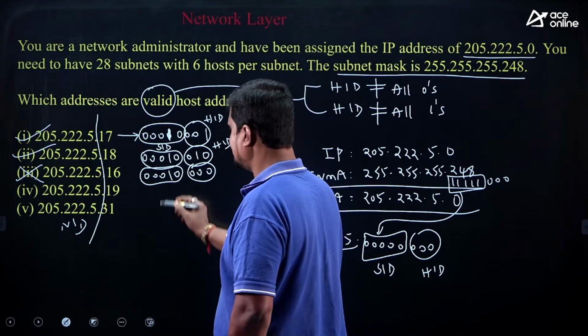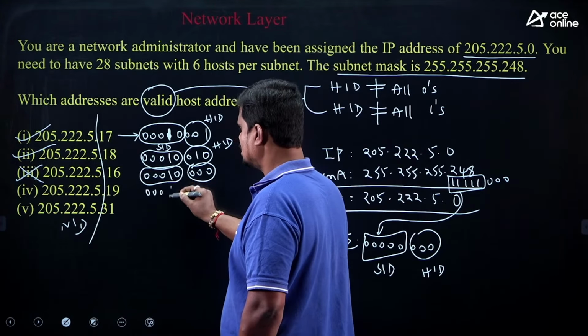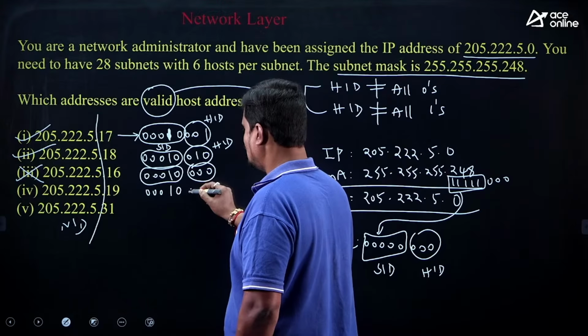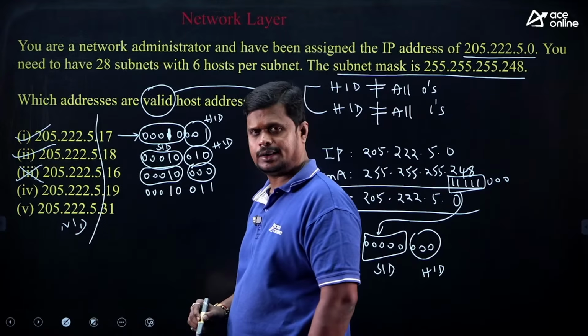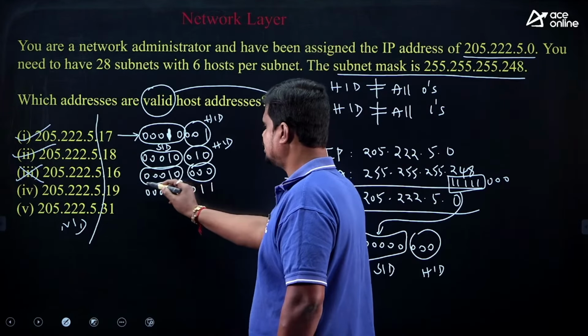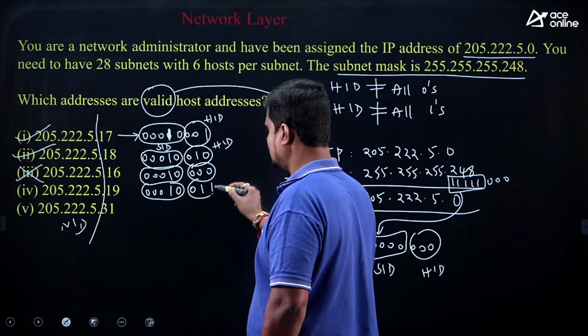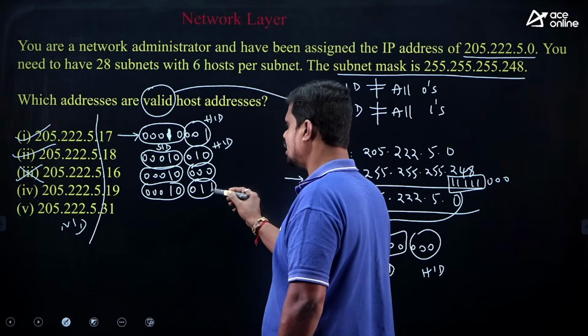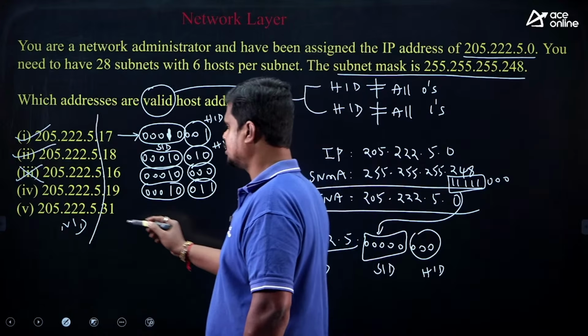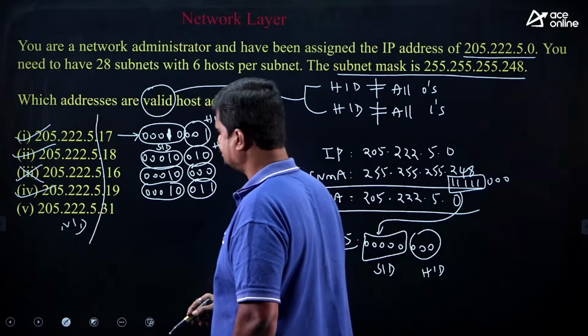Then we have 19. So 16 plus 3. How can I write 3? This is the way I can write 3. Now this is your SID portion, and this is your HID portion. The HID portion contains not all zeros, not all ones, so this is also valid.